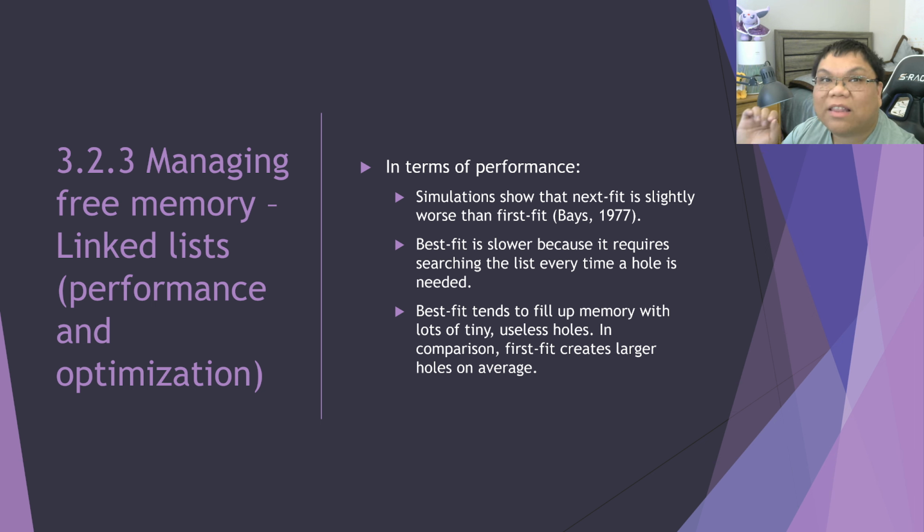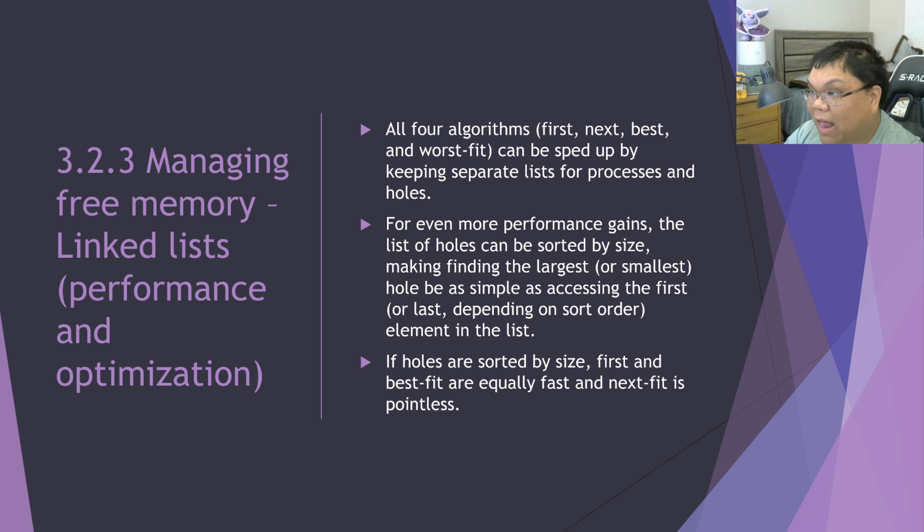Not good, because now those holes are way too small to fit a process. But that's why we perform compaction. That is where all the holes are combined into one big hole again. All 4 algorithms can be sped up by keeping separate lists for processes and holes.